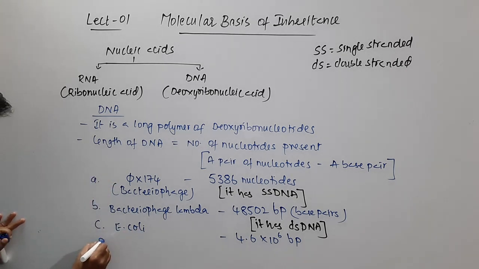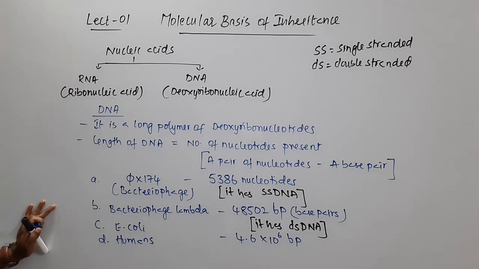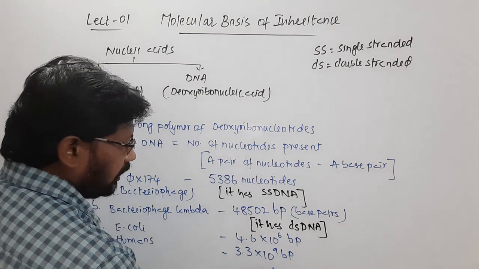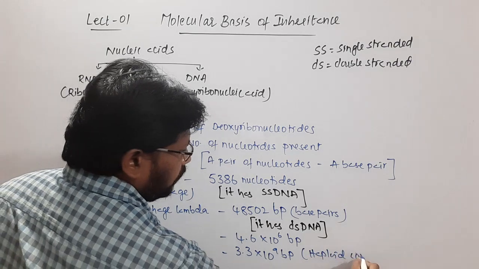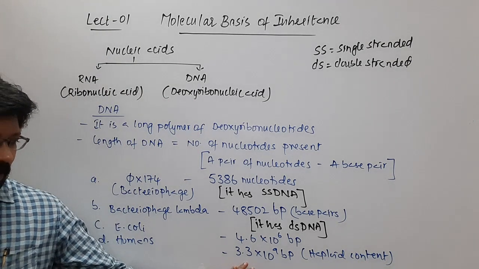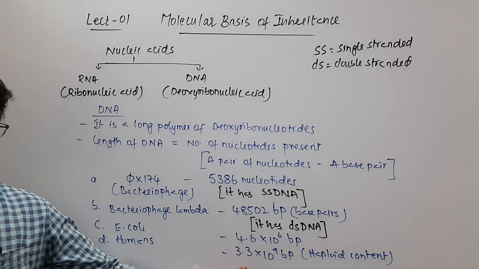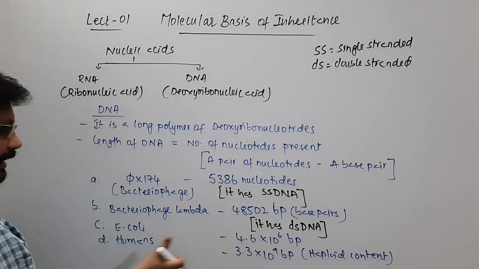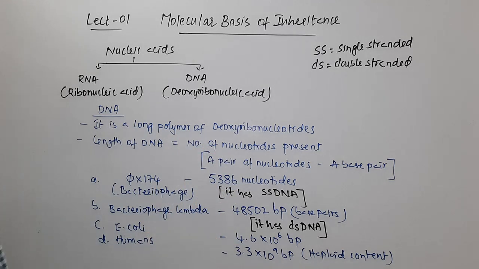So we will include humans also. In the case of humans, what will be the number of base pairs? In this case we will see 3.3 into 10 to the power of 9 base pairs. This is only the haploid content, not the diploid content. If it is the diploid case, then it will become 6.6 into 10 to the power of 9 base pairs, right? So when you see all the four, you can see it's the humans who have a much longer DNA molecule among these four. I hope it's clear.